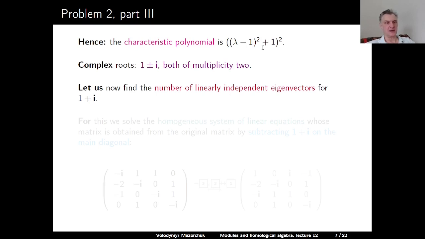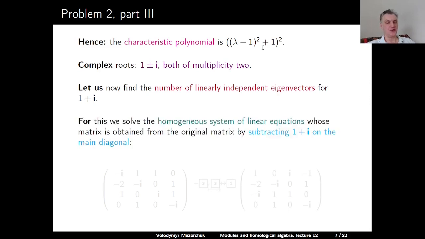Let's take 1 plus i. Since the second root is the conjugate of 1 plus i, the geometric multiplicity of the second root is equal to the geometric multiplicity of the first root. So in order to determine the geometric multiplicity of a root, we need to solve the homogeneous system of linear equations whose matrix is obtained from the original matrix by subtracting our eigenvalue, the root 1 plus i, on the main diagonal.